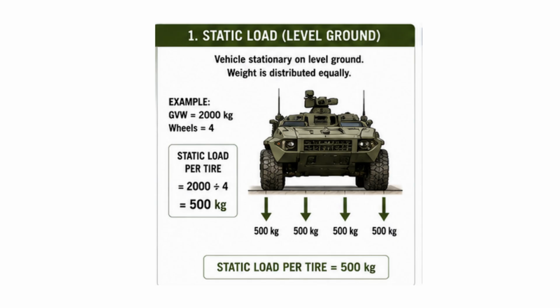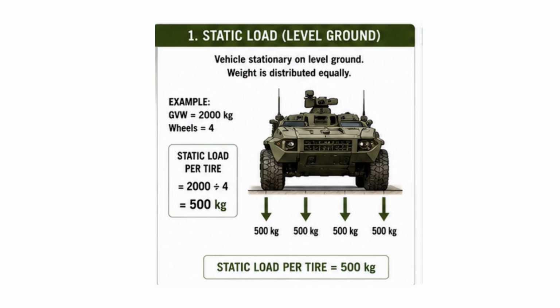The static load per tyre is therefore calculated by dividing the gross vehicle weight by the number of tyres. So, 2,000 kilograms divided by 4 gives a static load of 500 kilograms per tyre. This value represents the basic load that each tyre must support while the vehicle is standing still.